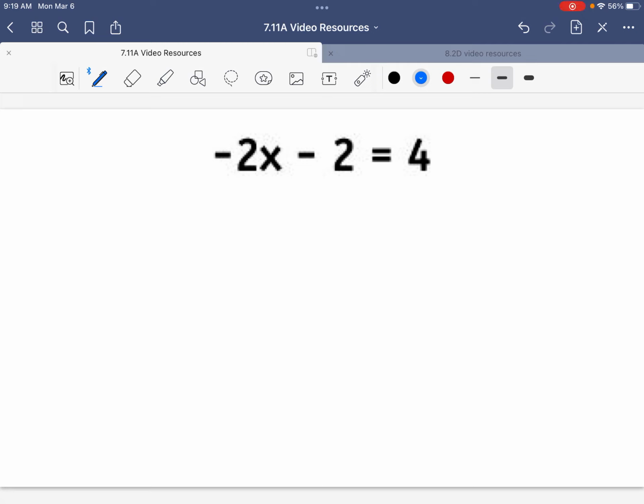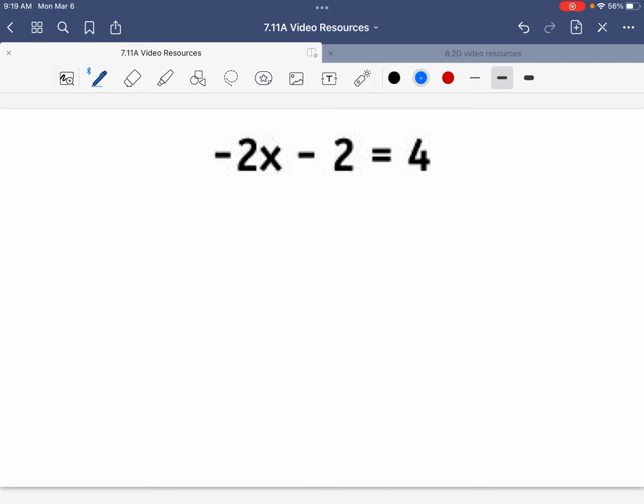All right, guys, today we are still solving our two-step one variable equations. Only now, if we look at it, we see that we have a negative coefficient. So remember, coefficients are the numbers in front of our variables. So -2 is my coefficient. Up until this point, we've just been looking at positive coefficients. And so we're going to see that this really doesn't change anything.